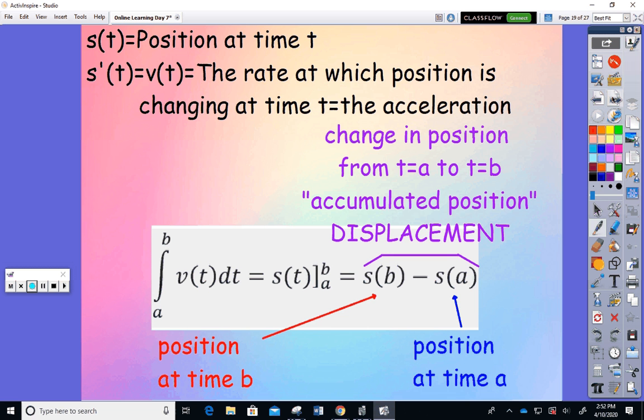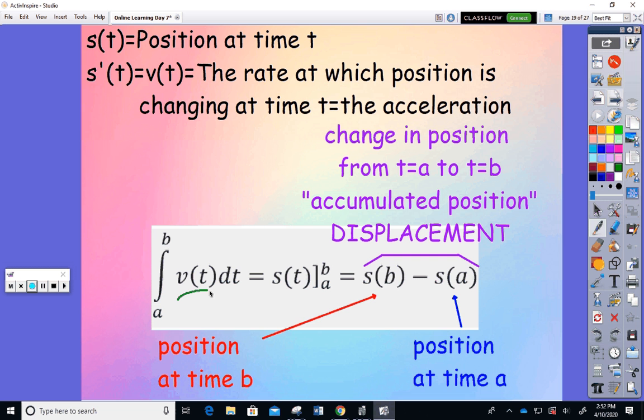So we've not already done this one on the first slide, but now I'm starting to branch out a little bit. If S of t stands for the position of a particle at time t as it travels left and right on a horizontal axis or up and down on a vertical axis, then S prime of t is the rate at which position changes, and we know that we can say that's v of t.